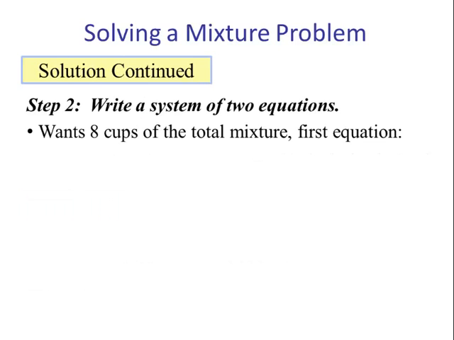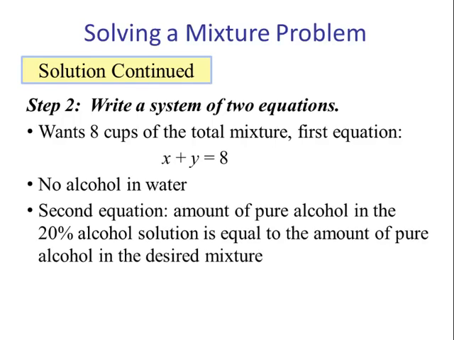Next, we set up our system. We want 8 cups of the total mixture. So the first equation is going to be x plus y equals 8. There's no alcohol in water. So for the second equation, the amount of pure alcohol in the 20% is equal to the amount of pure alcohol in the desired mixture.